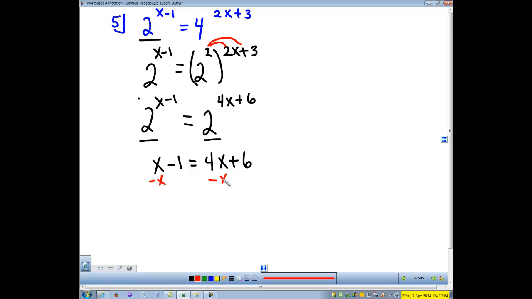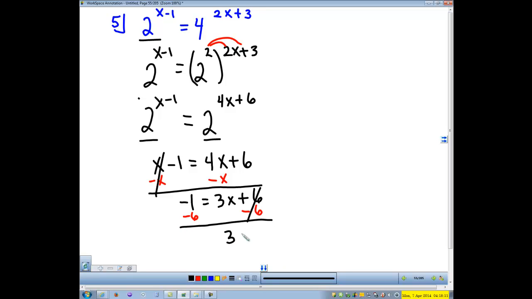Subtract x from both sides. Get negative 1 is equal to 3x plus 6. Subtract 6 from both sides. And 3x is equal to negative 7. I still need to divide by 3, and x is equal to negative 7 over 3. And there's my answer. This concludes the second flap of our foldable.